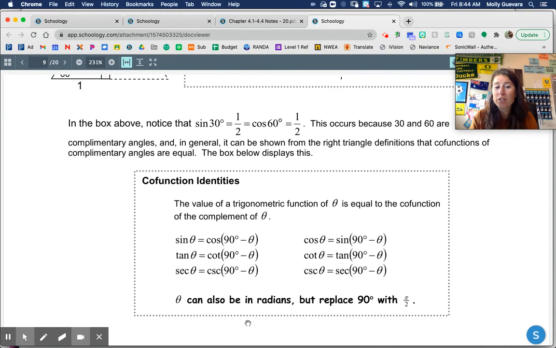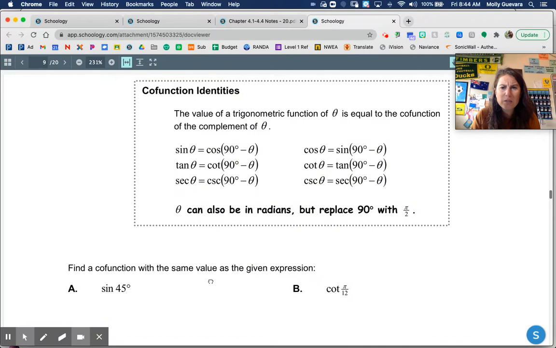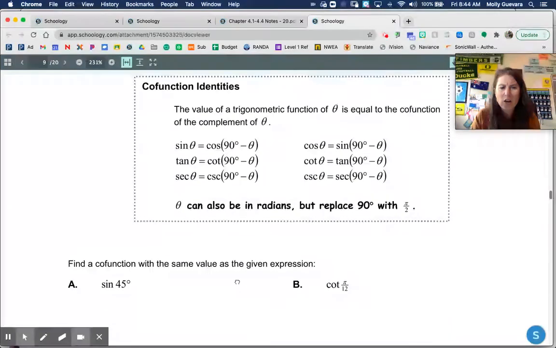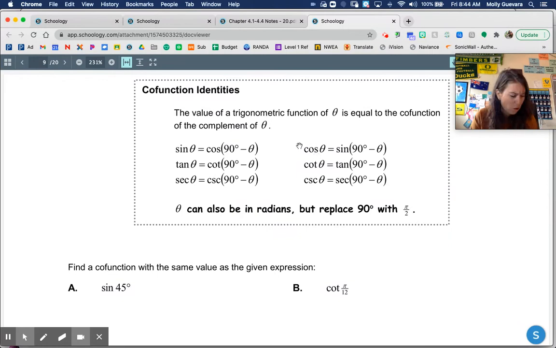You also can do this in radians, but instead of 90 degrees, you just use pi over 2 because pi over 2 is equal to 90 degrees. So using that idea, we're going to find a cofunction. So that's what these are called. These are called cofunctions. So it says find a cofunction with the same value.